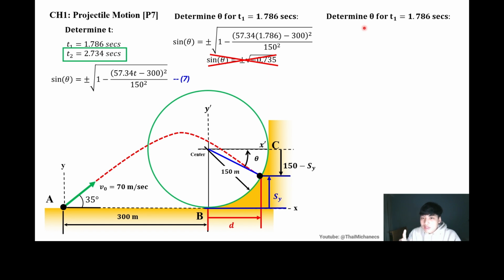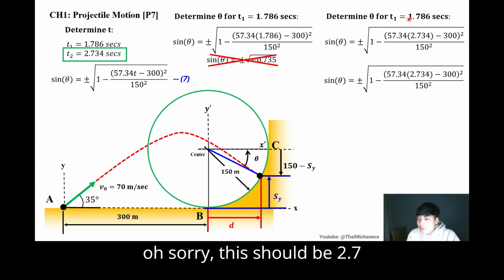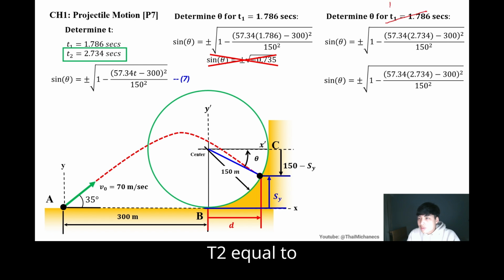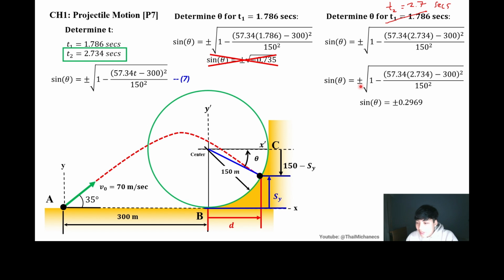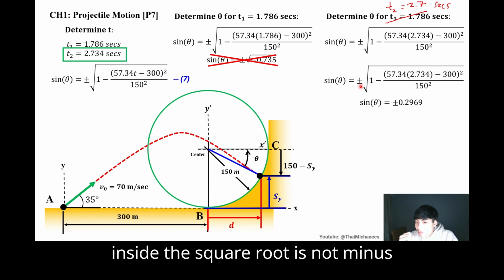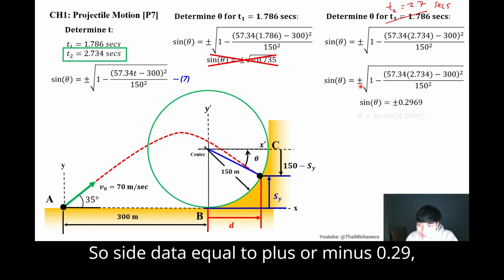Okay, we substitute our T2. Oh, sorry, this should be 2.7. We substitute T2 equal to 2.7 inside, and we will determine the angle theta. This time, what is inside the square root is not negative anymore, so the value is valid. So sin theta equals plus or minus 0.29.